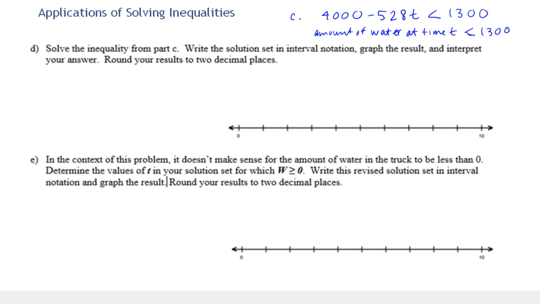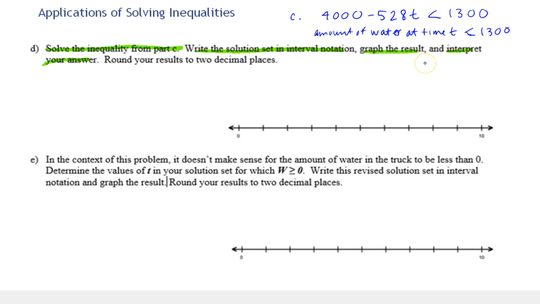We are asked to solve the inequality from part C. We're asked to write the solution set in interval notation, graph the result, and we're also going to interpret our answer. And we'll round to 2 decimal places if necessary. So before we solve this, let's take a look at this inequality. Let's write this here on the right and how we constructed it.